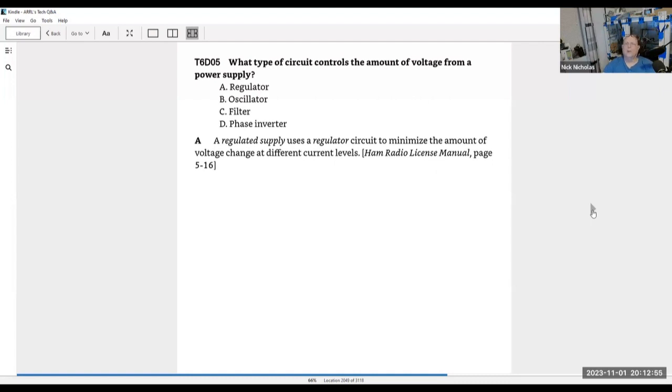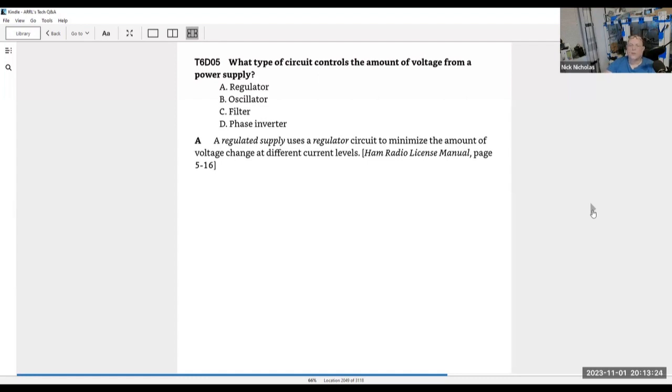What type of control circuit controls the amount of voltage from a power supply? The circuit that controls the voltage is a regulator, a voltage regulator. And we need regulated power supplies because when you apply a load to a simple power supply, the greater the load, the more the power supply voltage will drop. You need consistency in electricity.